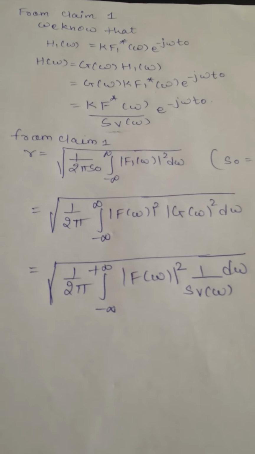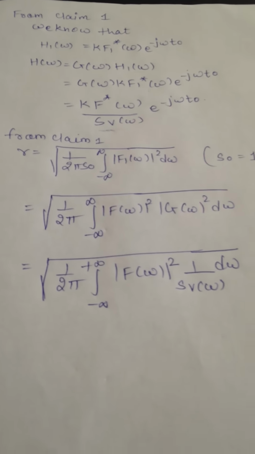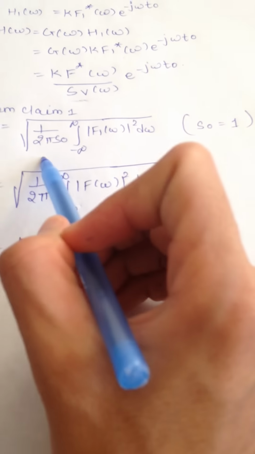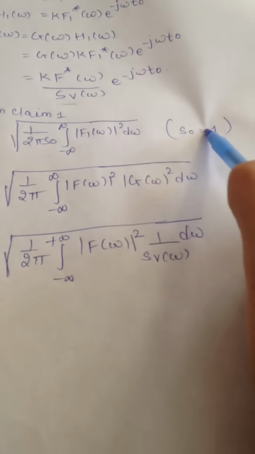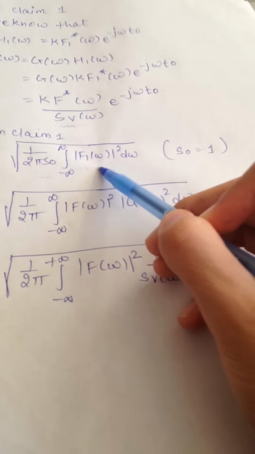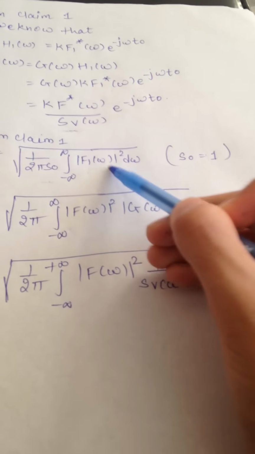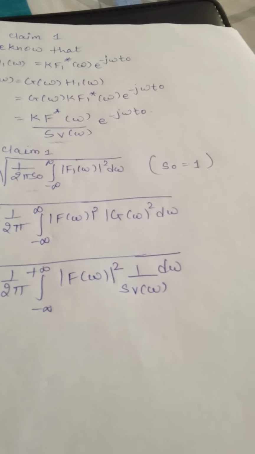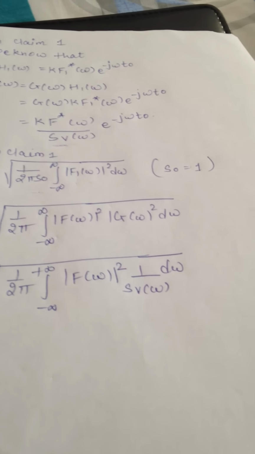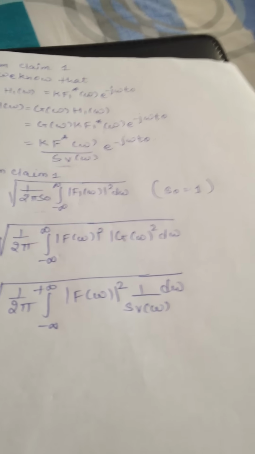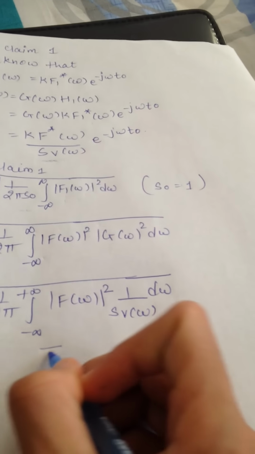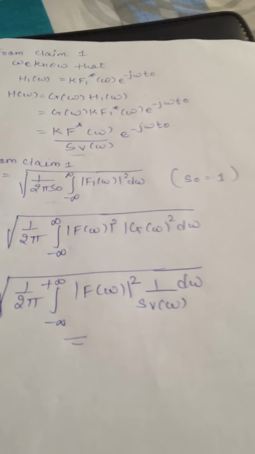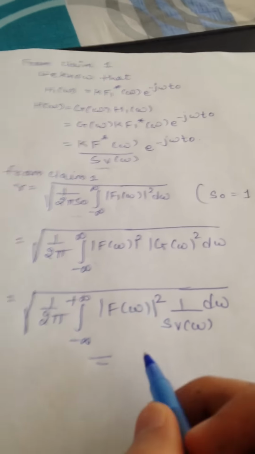We also need to deduce the signal to noise ratio. Now from claim 1, we know that the signal to noise ratio is nothing but this. We can put S0 as 1 into the given equation, and also put F1(w) as F(w) whole square into G(w) whole square. We know that G(w) whole square is nothing but 1 upon S_v(w). Hence we get the final signal to noise ratio of the given claim 2 as this.